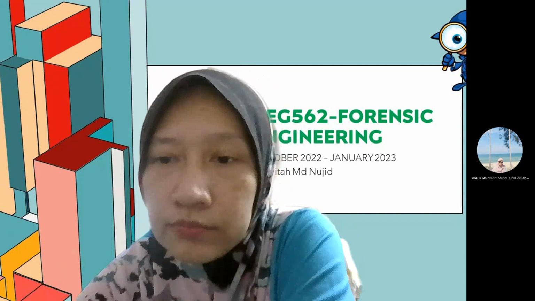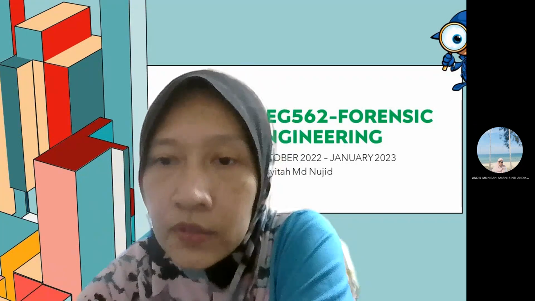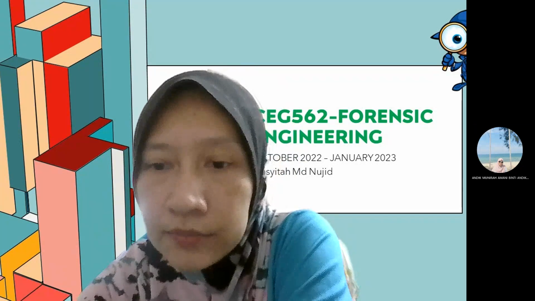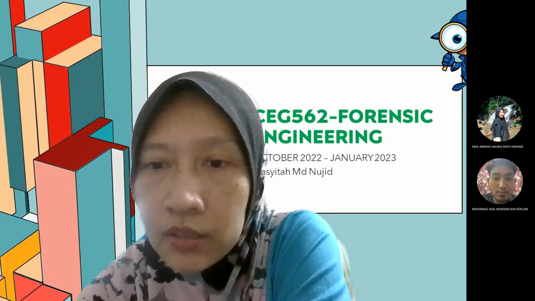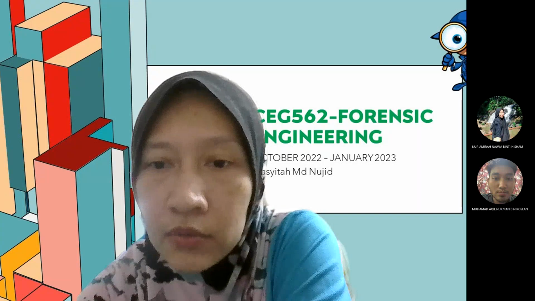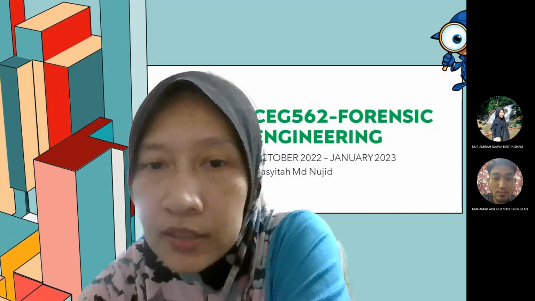Okay, room 1. Room 1 kita ada Nur Sabrina, kita ada Adlin, kita ada Nur Azamia, Nur Dania, Muhammad Akil. Betul tak? Dia dah berada dalam tempat yang betul tak? Akil.